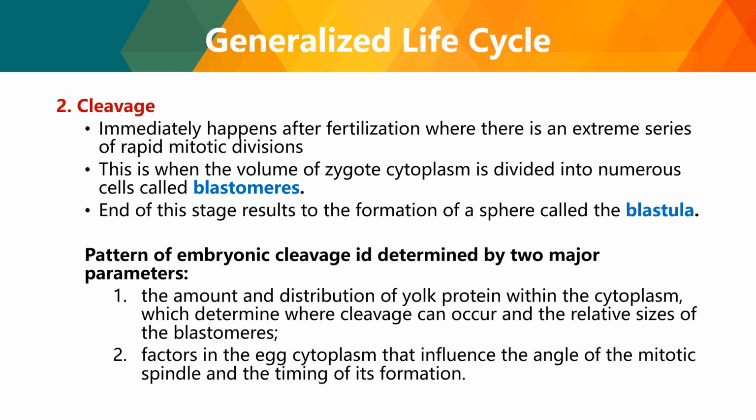Okay? The pattern of embryonic cleavage is determined by two major parameters. The first is the amount and distribution of yolk protein within the cytoplasm, which determines where cleavage can occur and the relative sizes of the blastomeres. The second is the factors in the egg cytoplasm that influence the angle of the mitotic spindle and the timing of its formation.